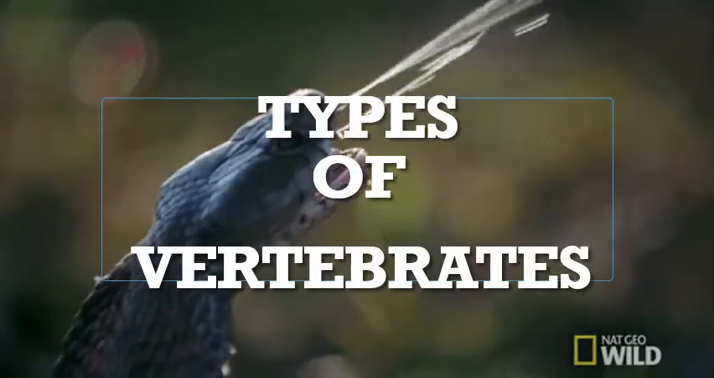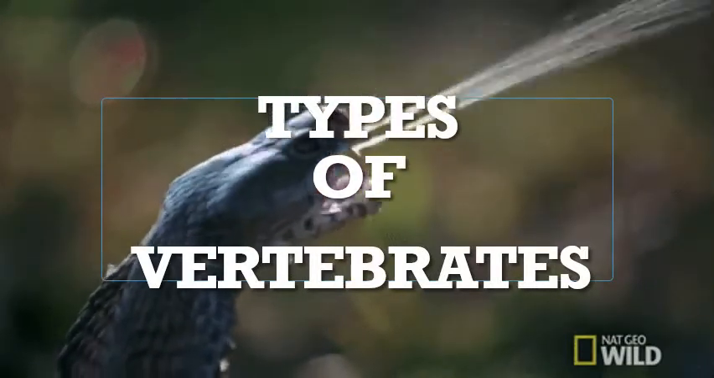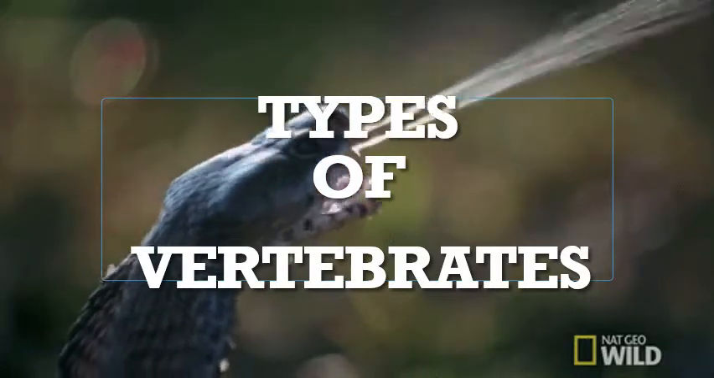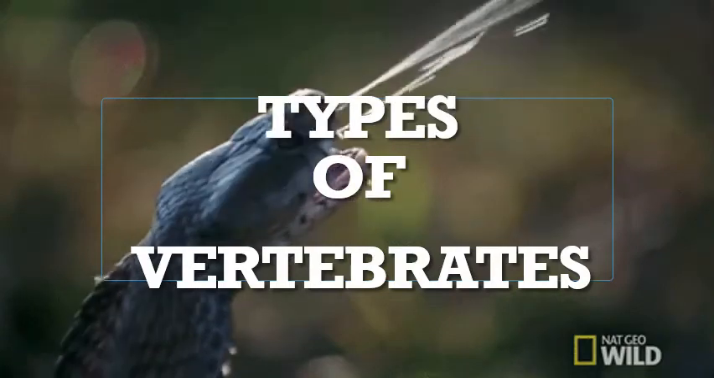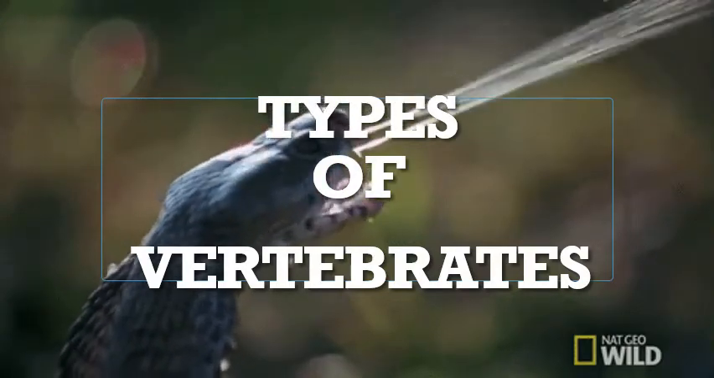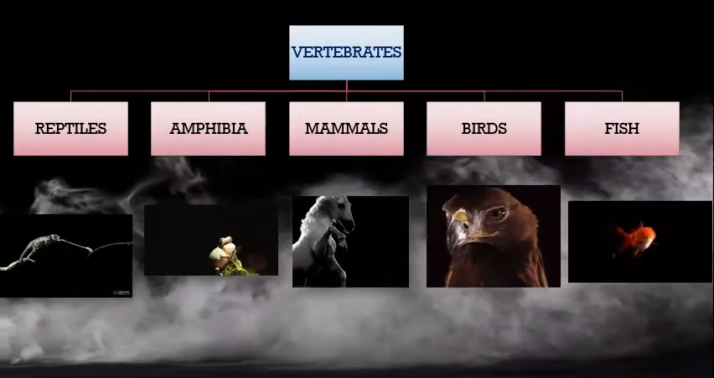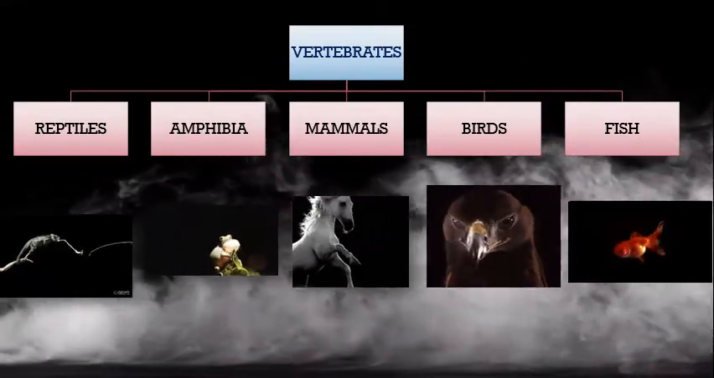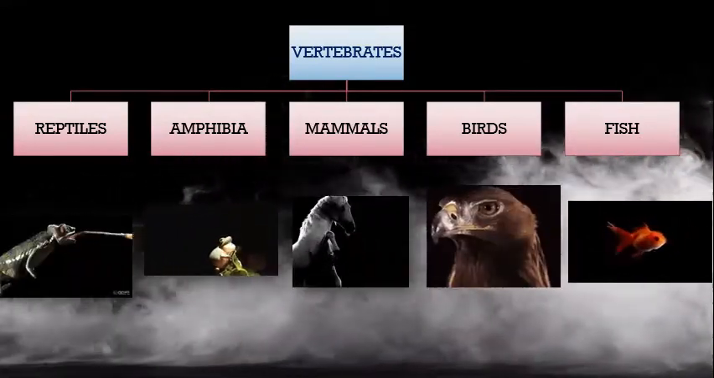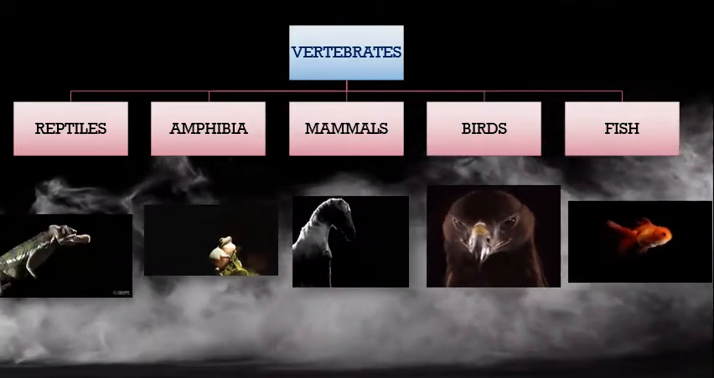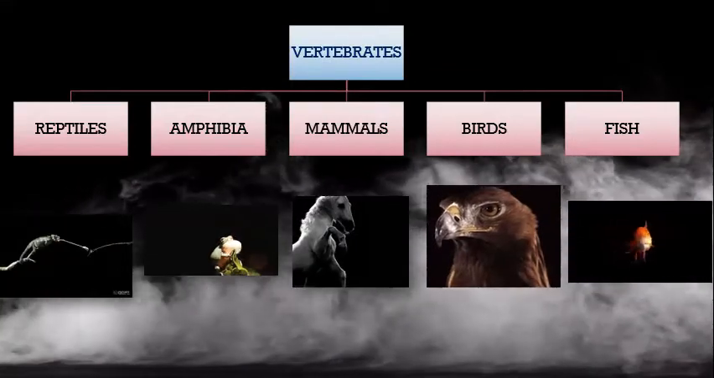And in the last class, we were learning about vertebrates. So, what were the types of vertebrates? Yes, I hope that you remember them. So we have five types of them. As you can see here, kids, we have five types of vertebrates. We have the reptiles, amphibia, mammals, birds, and fish.